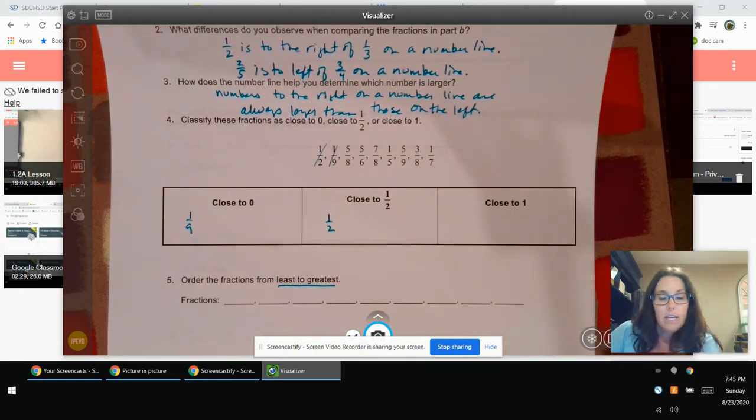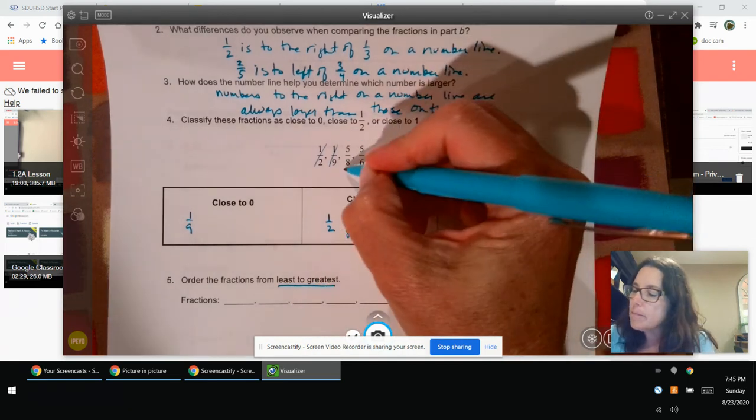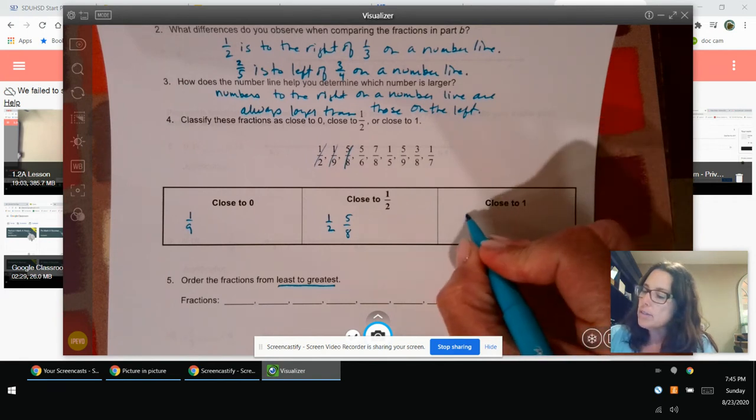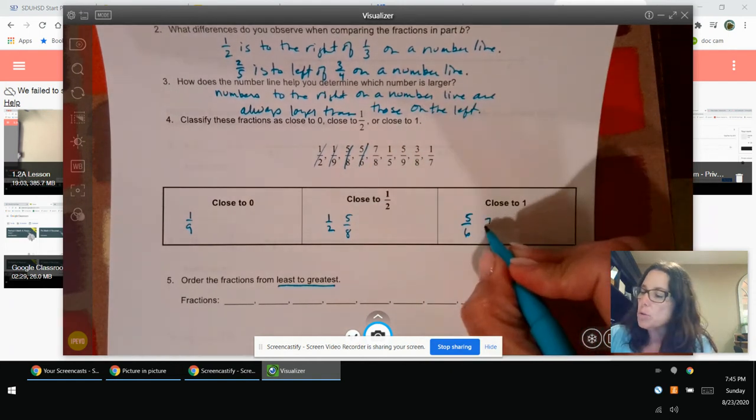5/8 is very close to a half. 4/8, right? 4/8 is a half. So 5/8 is pretty close to a half. 5/6, 5 parts out of 6 whole. That is almost 1 whole. Same with 7/8. That is almost 1 whole.